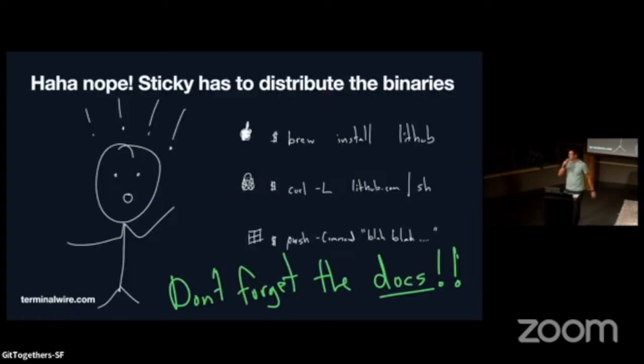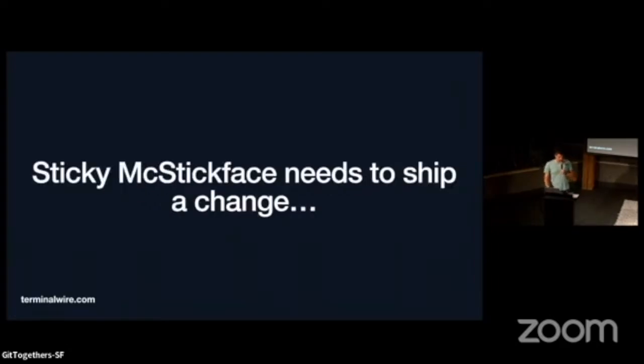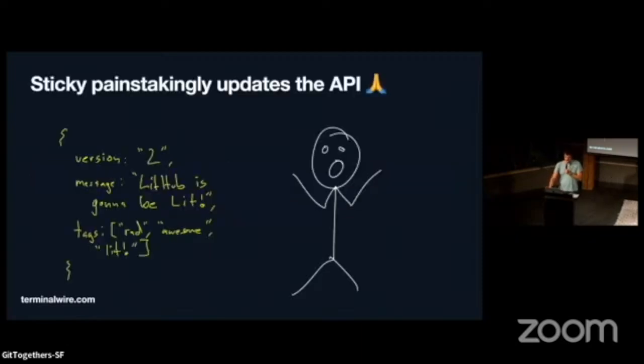Nope. Now Sticky has to figure out, okay, well, I have these binaries compiling. How do I get this out to the world? How do I tell people to deploy it? And don't forget the docs, Sticky. All right. So there's a lot of moving parts there to ship a CLI. You have to build an API and you have to build a client. The hard part, though, is whenever Sticky McStickface has to make a change to the command line application.